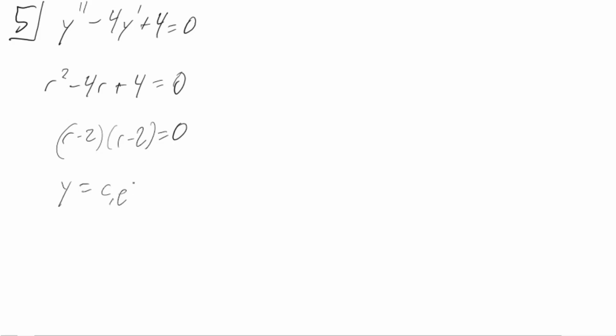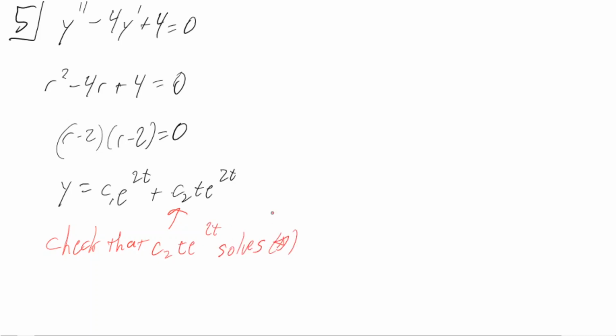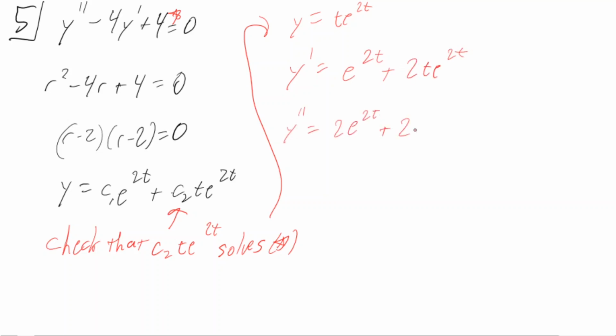And now I claim that another solution will be if we just took this and multiply by t. So the second solution is t e to the 2t, and you can multiply by some constant c2. And if you don't believe me, you should surely check that c2 t e to the 2t satisfies the differential equation. So if we look at the function and then take its derivative with product rule and then look at its second derivative, and be really careful with adding the terms, plugging it back into the differential equation.